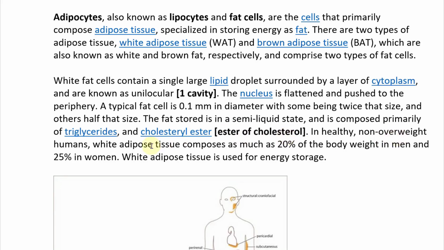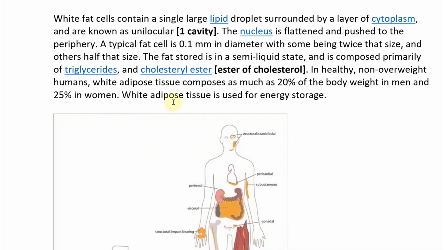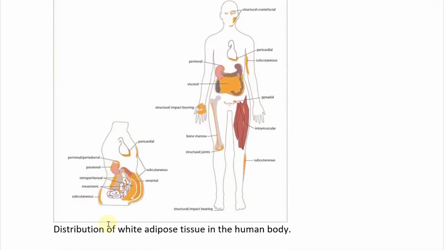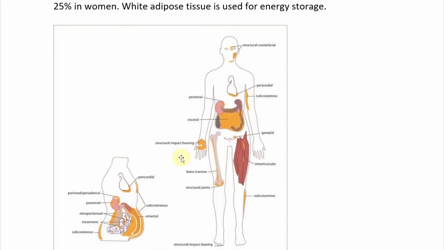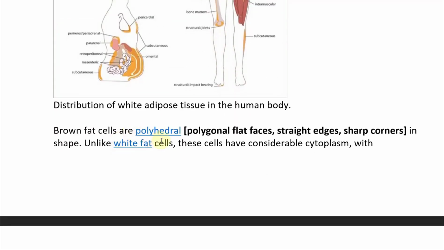So in healthy, non-overweight humans, white adipose tissue composes as much as 20% of the body weight in men and 25% in women. White adipose tissue is used for energy storage. And here's a bunch of locations, the distribution of white adipose tissue, or white fat cells, in the human body. It's all across: the skin, some in the organs, and the lining of areas.